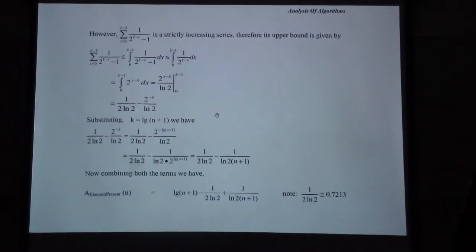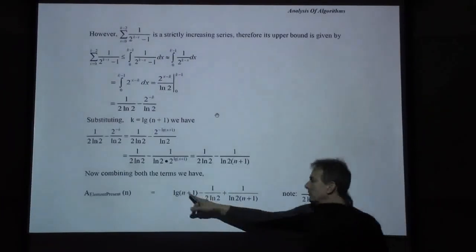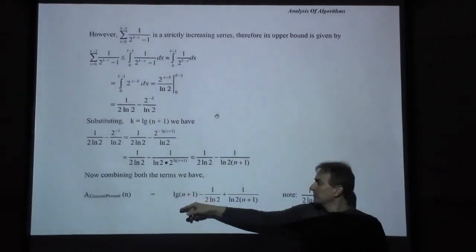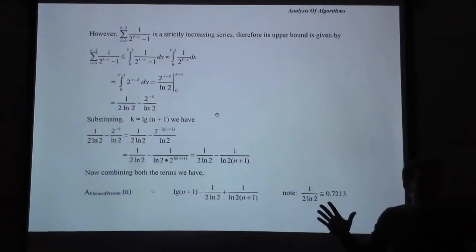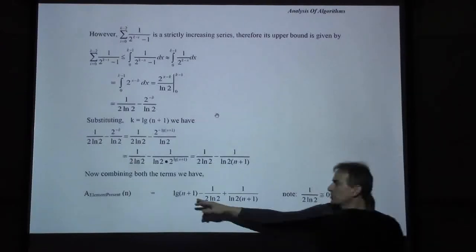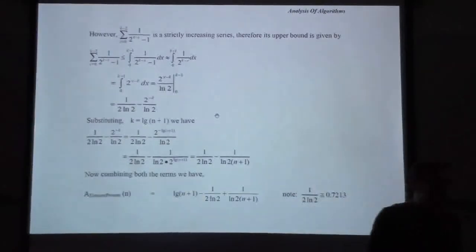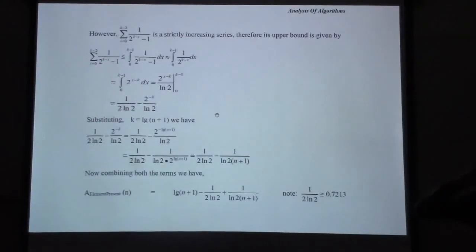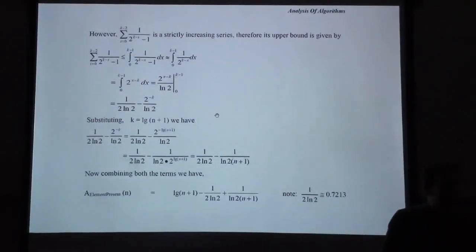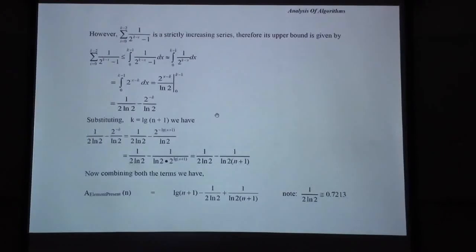But on the average, if you have 1,000,000 elements, n is equal to 1,000,000. Let's call it a meg. A meg minus 1 plus 1 is a meg. What's lg of a meg? 20 minus 0.7. This tells you that the average case is almost the same as the worst case. Do you understand what I'm saying?